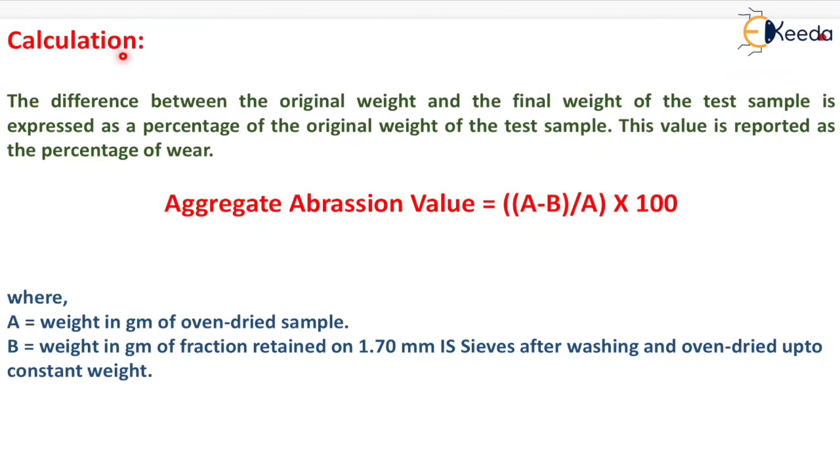Now the calculation of abrasion test. The difference between the original weight and the final weight of the test sample is expressed as a percentage of the original weight of the test sample. This value is reported as the percentage of wear. Now aggregate abrasion value can be determined as (A minus B) divided by A into 100, where A is the weight in gram of oven dried sample and B is the weight in gram of fraction retained on 1.70 mm IS sieve after washing and oven dried up to constant weight.